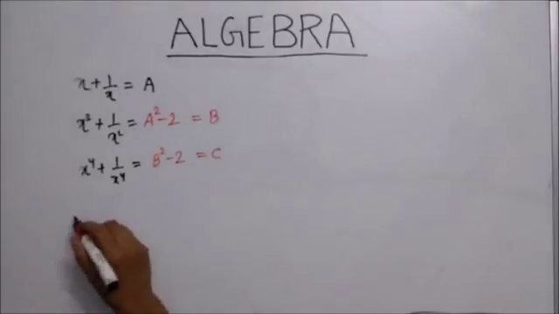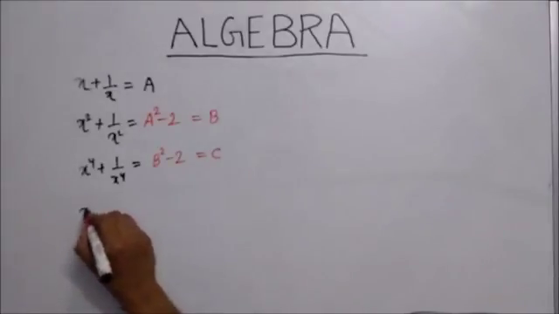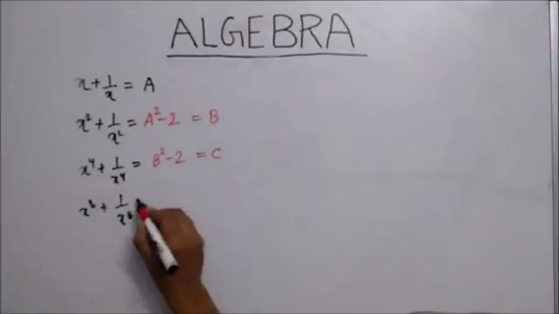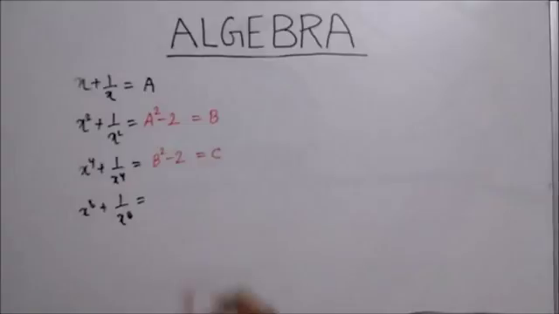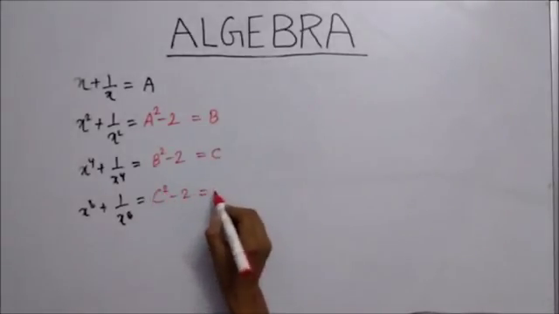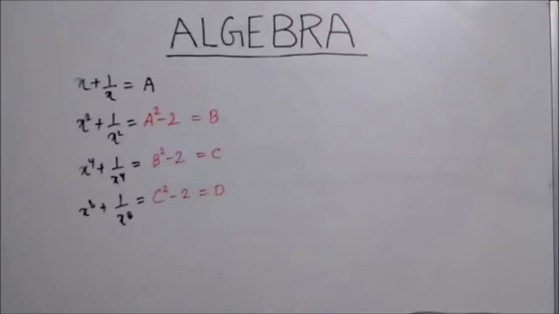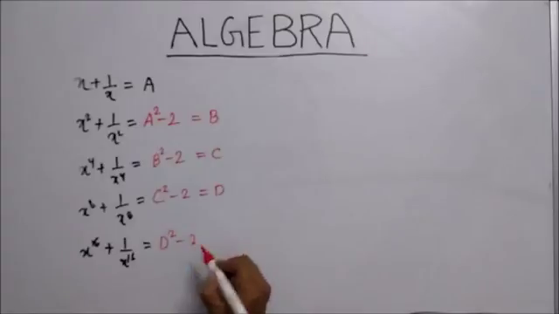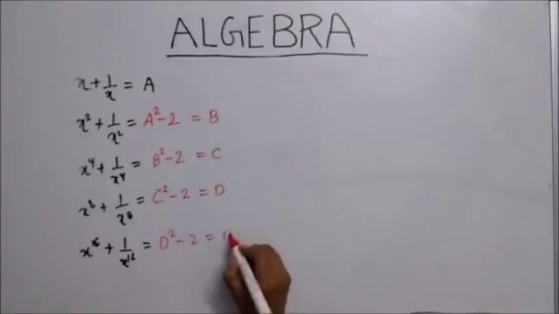Again, when you have to find the value of x to the power 8, 4 into 2, that is 8, what will be the value? Again, c square minus 2. Write c square minus 2 as d. Again, you have to find the value for 8 into 2, 16: x to the power 16 plus 1 upon x to the power 16. What you have to do? Just write d square minus 2, and write this d square minus 2 as e.